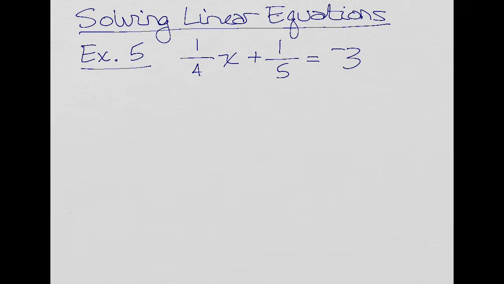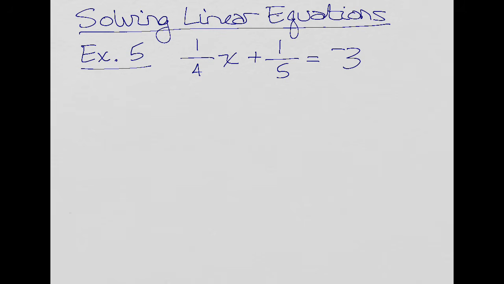So I'm going to look at all of my denominators. It looks like I have a 4 and a 5. So I'm looking for a number that I can divide by 4 and also divide by 5 and not have a remainder. I think 20 will do the trick here. 20 is my common denominator for 4 and 5.